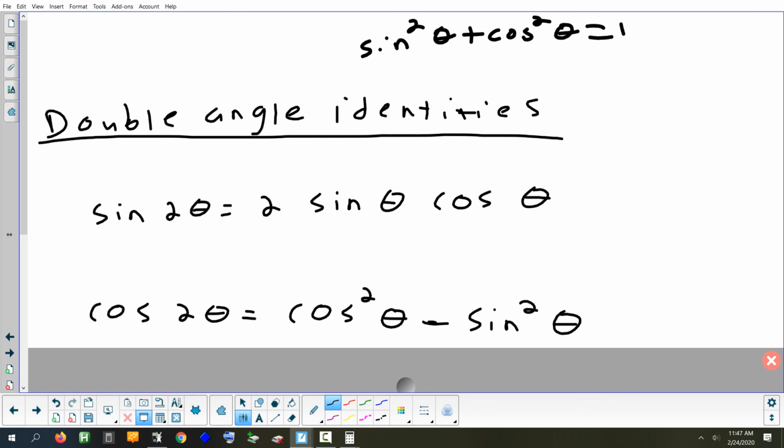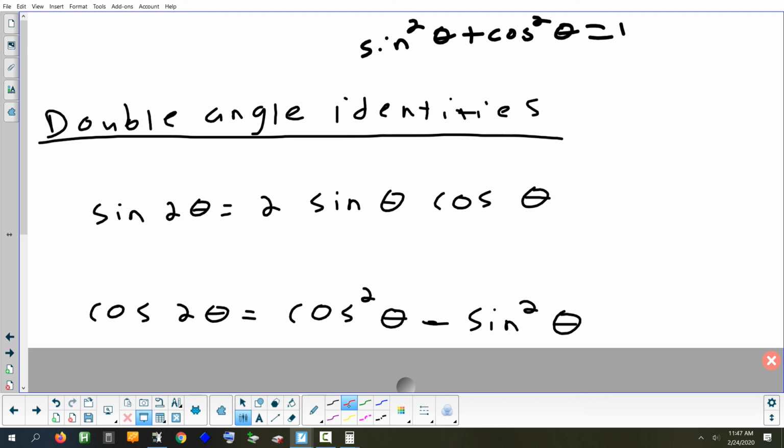There's your formula for cosine 2 theta. Looks nothing like sine 2 theta. Totally different looking. It's cosine squared theta minus sine squared theta. Or at least that's one way to write it.